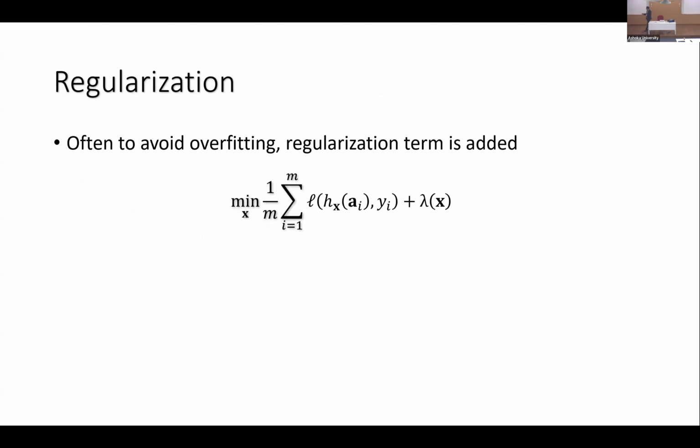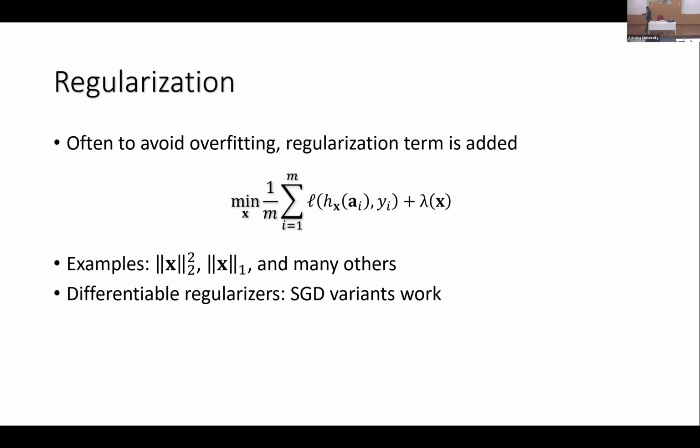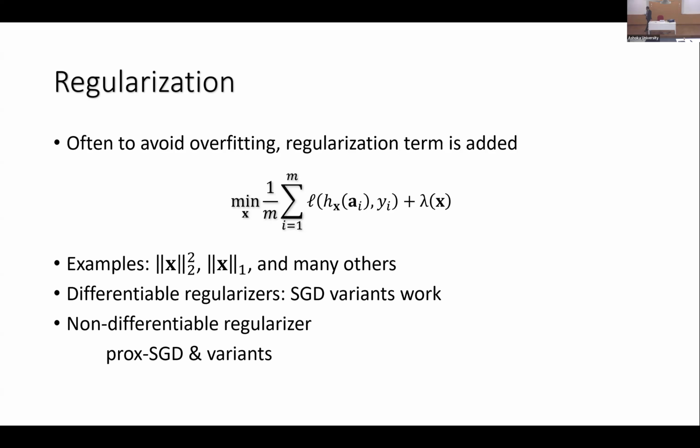Then one more thing that is also used is regularization, which is more of a machine learning concept, where you add lambda times a regularizer of x here. So there's the x L2 norm square or the L1 norm. If the regularizers are differentiable, then SGD variants will work as usual. If they are non-differentiable, then some other variants exist, like proximal or different types of variants. So this is also widely used. If you see it, don't get confused. It's a very common thing to do.